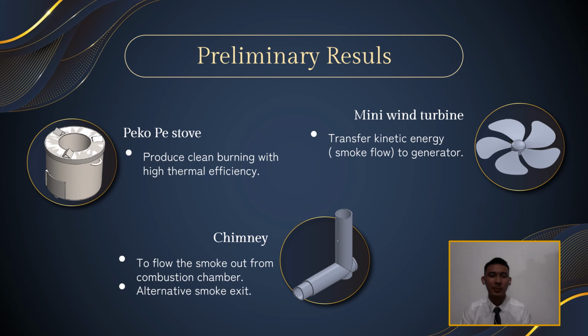The blades of the turbine are attached to a drive shaft that generates electricity via the electrical generator. However, at the end of the 90-degree bend of the chimney, an alternative smoke exit is designed to flow the smoke out in case of overheating that might damage the mini turbine and generator.